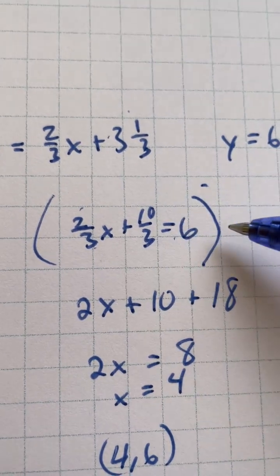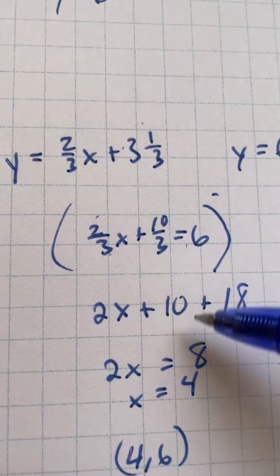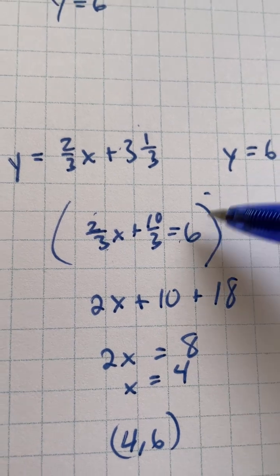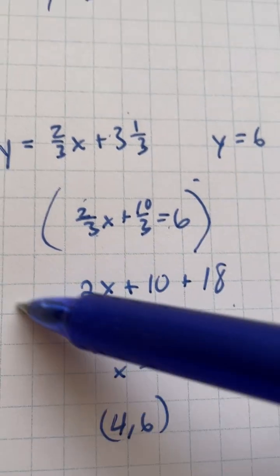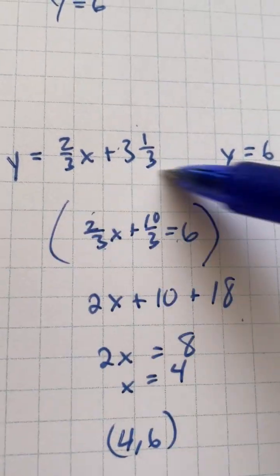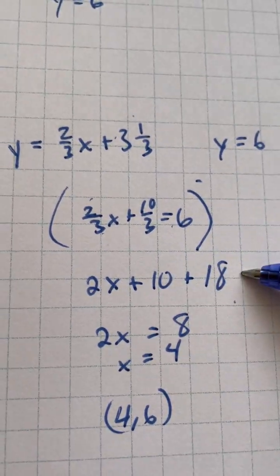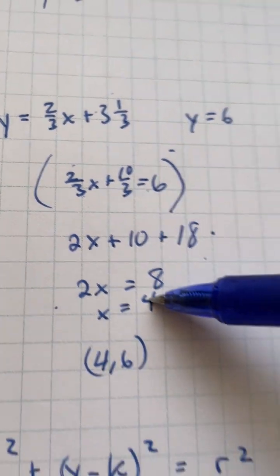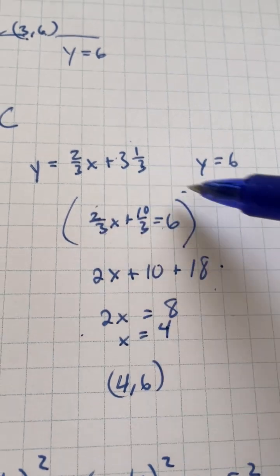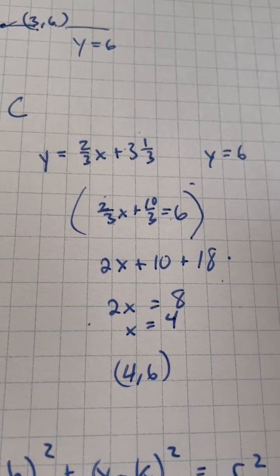All right, then I continue multiplying through by 3. This one just turns into 10. Continue multiplying by 3. 6 turns into 18. So this equation is much easier to deal with than the one with fractions. Subtract 10, divide by 2, x equals 4. All right, so that's just the x coordinate of my intersection point.